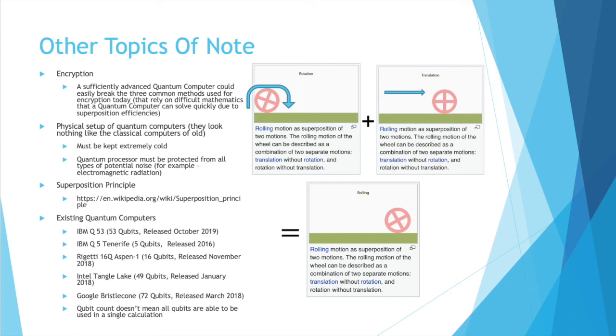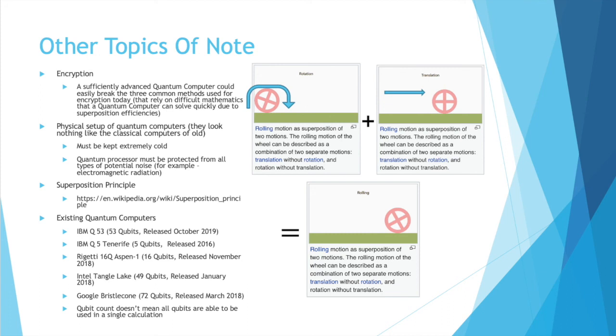The first is encryption. Because quantum computers have the potential to simulate so many different values at once, a sufficiently advanced quantum computer could easily break the 3 common methods used for encryption today. Because encryption today relies on difficult mathematics, where guessing the correct combination for someone's encryption would take so many different combinations you would have to try, it would take way too much time. But a quantum computer could figure that math out very quickly.